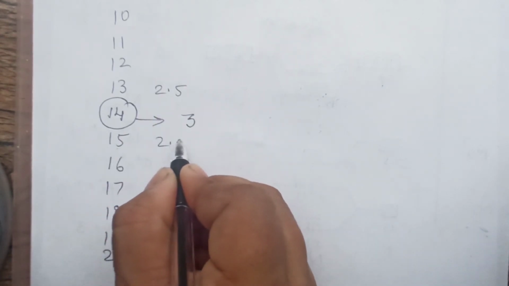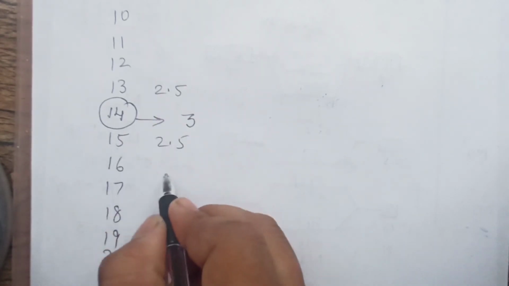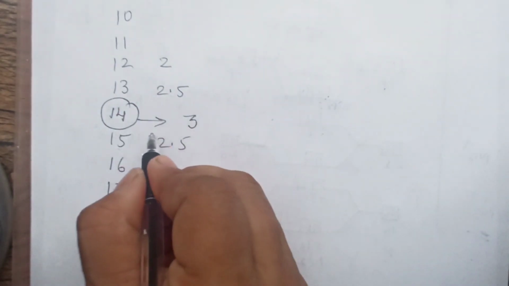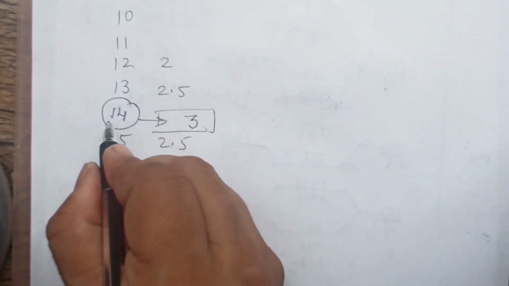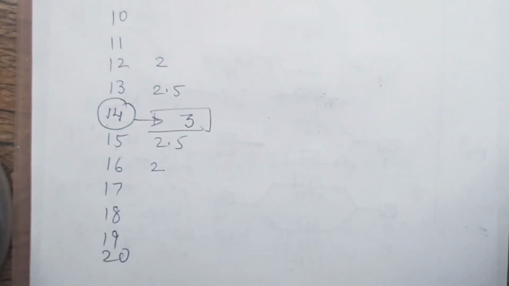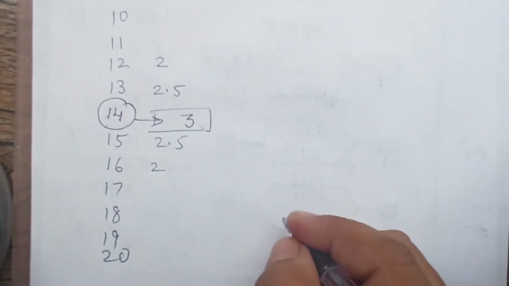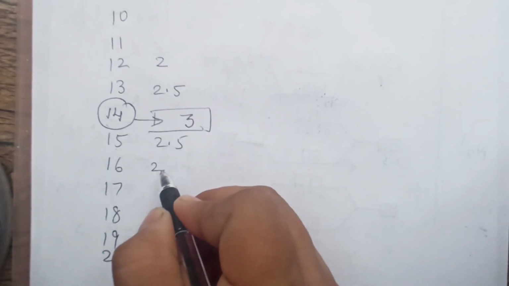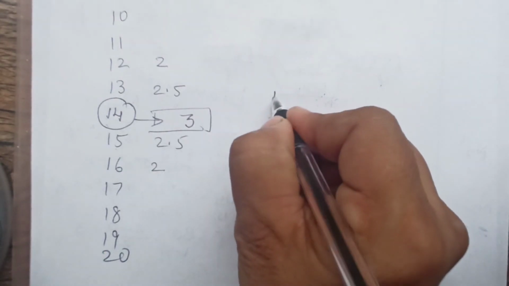15 will be 2.5. Still one more difference, 2. This will be also 2. This is the main in between. If it is 14 electrons, bond order is 3. Plus minus 1, when you are making that, bond order differs by 0.5. Right? You can cross check.